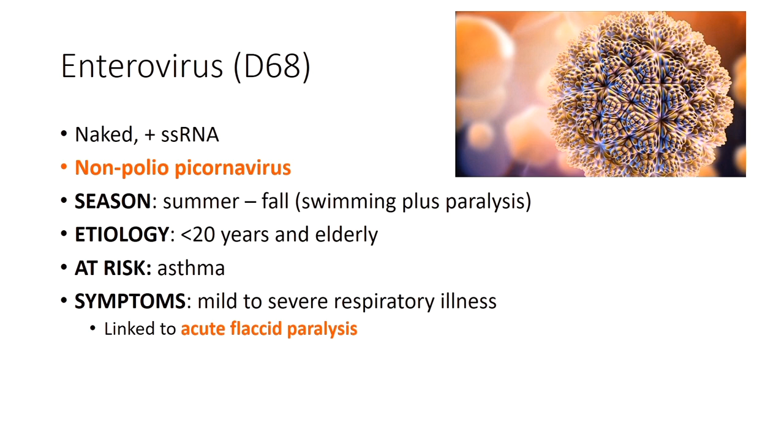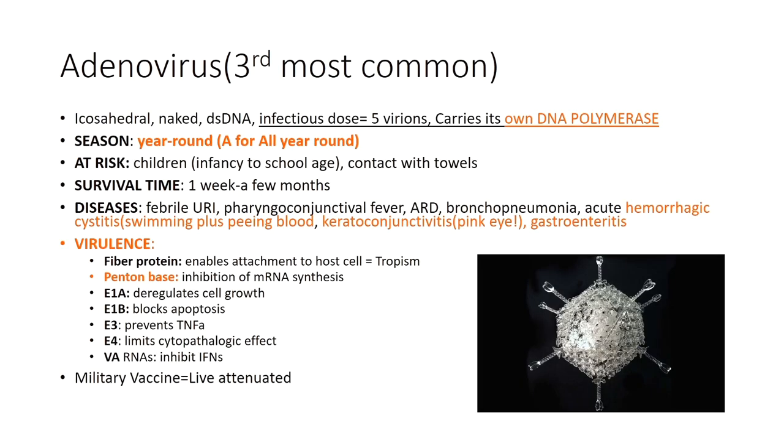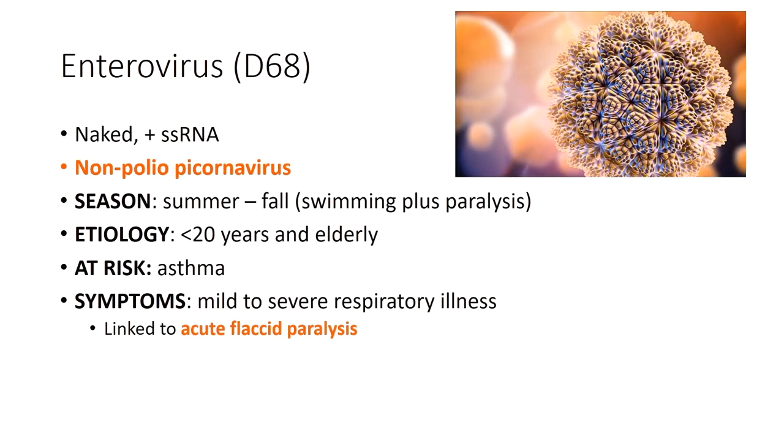So enterovirus is another cause of the common cold, but it's more associated with respiratory illness, even lower respiratory. And then you've got to be looking out for acute flaccid paralysis. That's a key buzzword for this. You usually get it with children swimming. So this is another swimming association, but swimming plus paralysis versus swimming plus conjunctivitis or cystitis, so blood in your urine. That's something you want to look for in these guys. It's a naked, positive single-strand RNA, non-polio picornavirus.